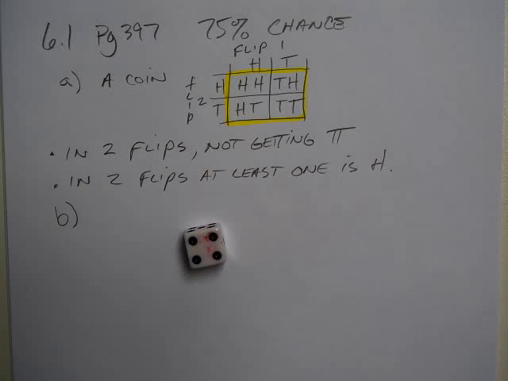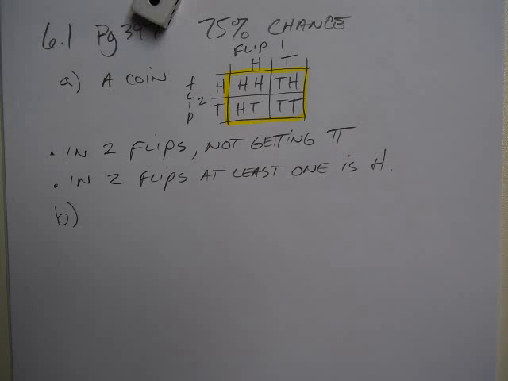How can I use a single die to come up with something that is going to show 75% probability of something happening? Can I do it with a single roll? My probabilities for a single roll are 1 and 6, 2 and 6, 3 and 6, 4 and 6, 5 and 6, and 6 and 6. In no case do we have quarters in that, right? So there's no way to get 75% with just a single roll.